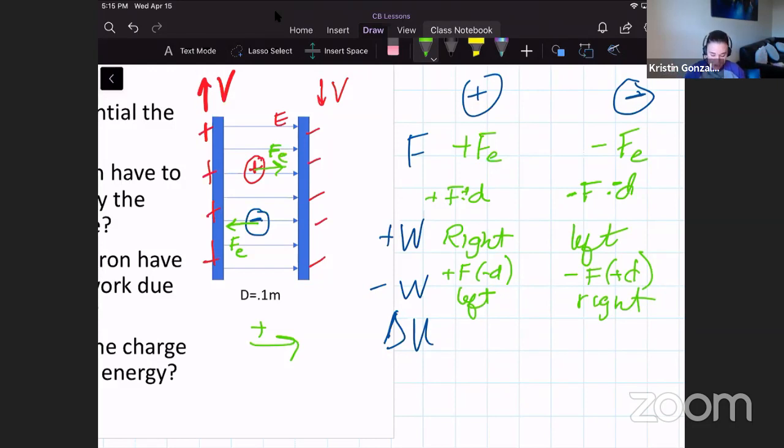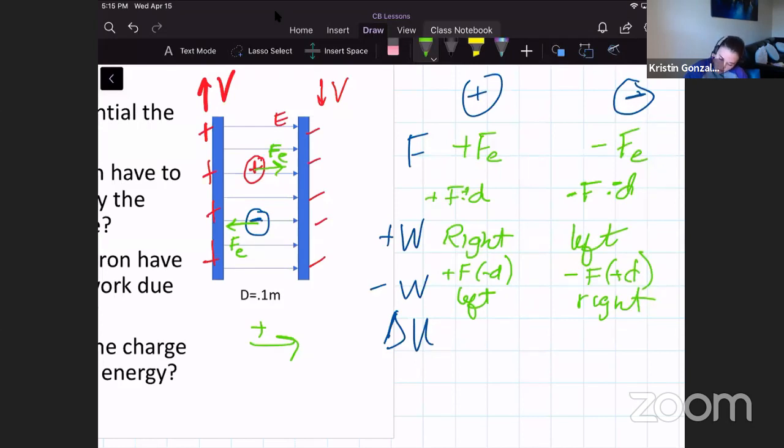If a positive charge wants to move away from the positive side towards the negative side, then the electric field is doing positive work when the charge is doing what it wants to do. The negative charge wants to move towards that positive side. So positive work is done when it's doing what it wants to do.